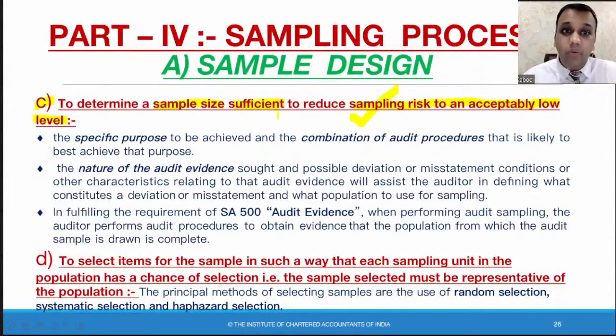Okay, so for this purpose, we need to consider, as an auditor, the specific purpose to be achieved and the various audit procedures that are likely to be carried out by us to achieve that purpose. What kind of evidences do we seek? And again, the possible deviation or misstatement conditions. We have to fulfill the requirements of SA 500 as well. Audit evidence, we did it in the previous session. SA 530 complements SA 500.